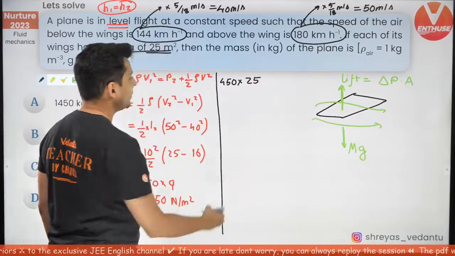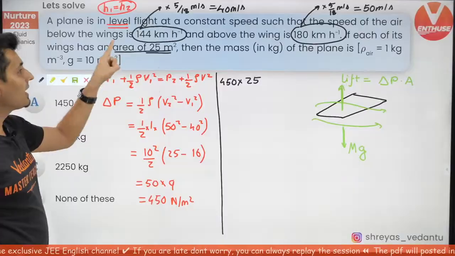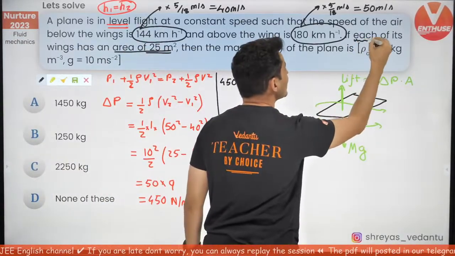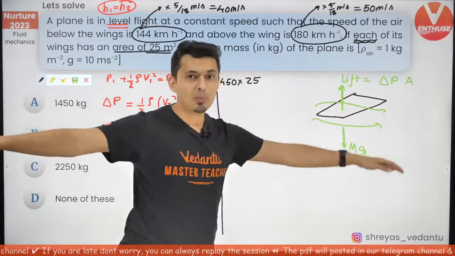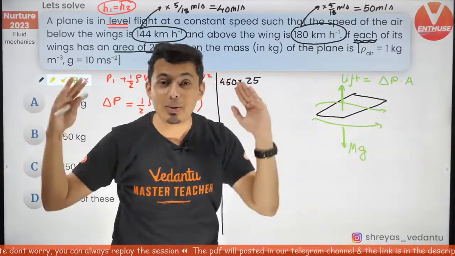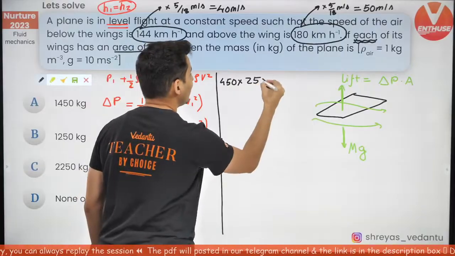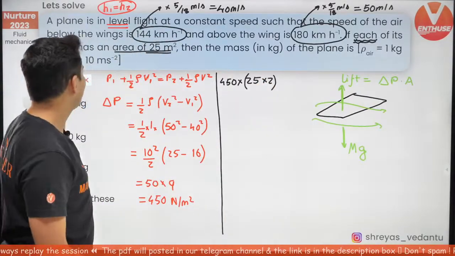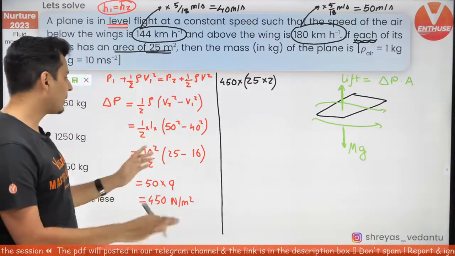So many of you are going to put just 25, but be careful. The word each has been used. How many wings are there? 1, 2. So 2 wings. So basically it will be 25 into 2. Many people forget to multiply it by 2. You will get a wrong answer.